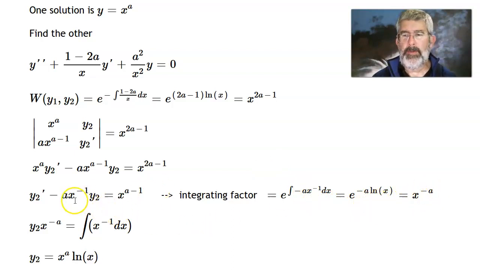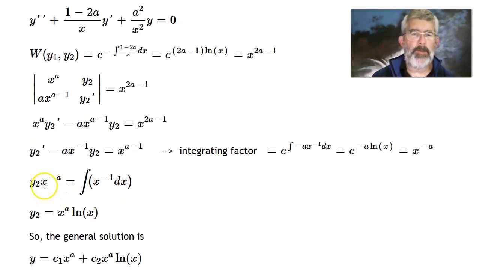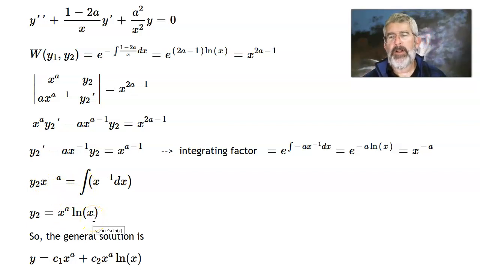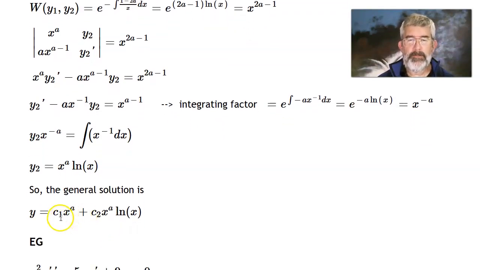So if I multiply both sides by x to the minus a and integrate, then this side is just y2 times x to the minus a, and this is the integral of x to the minus 1 dx, which is the natural log. Then you multiply both sides by x to the a, and you get x to the a natural log x. So the other solution is just the solution you already had times the natural log of x. So the general solution looks like c1 x to the a plus c2 x to the a log x.